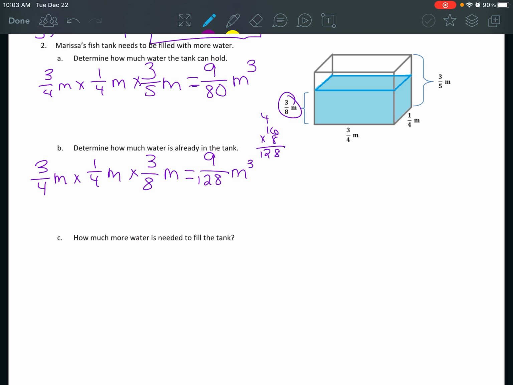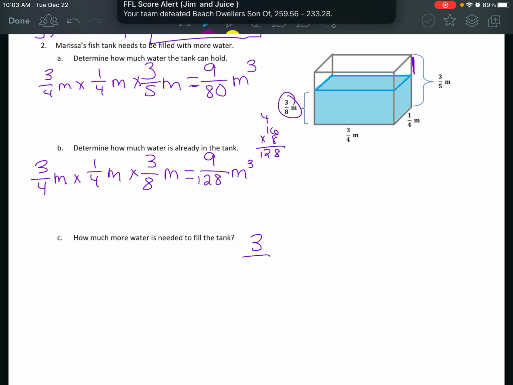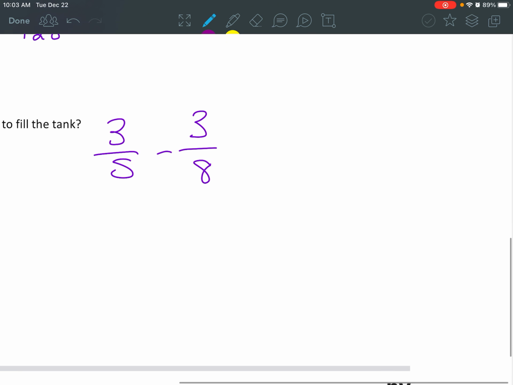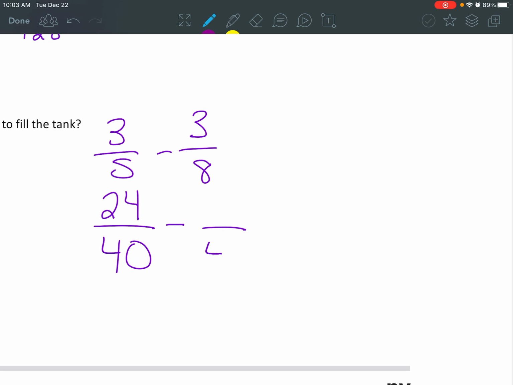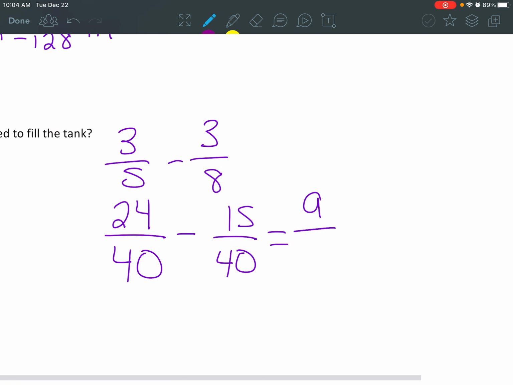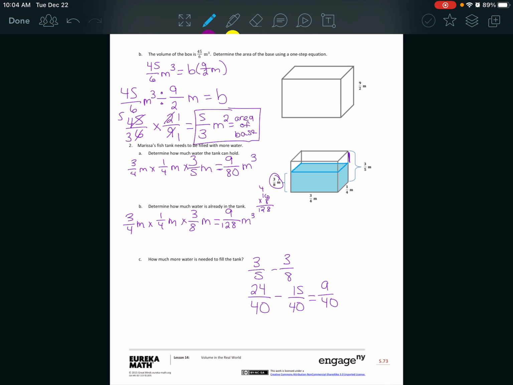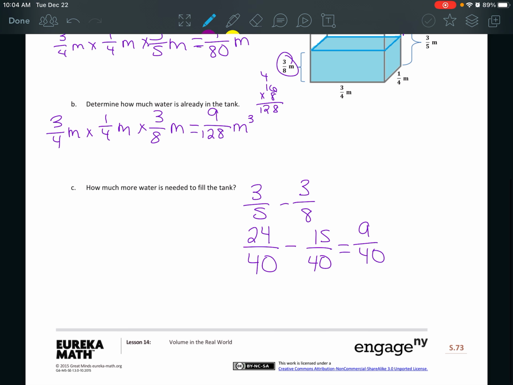How much more water is needed to fill the tank? So we need to figure out what this measurement is here. So that would be 3/5 minus 3/8. We need a common denominator here. So the easiest one to get to would be 40. So 5 times 8 is 40. 8 times 3 is 24 minus, we would do 40. So 8 times 5 to get to 40. 3 times 5 is 15. 24 minus 15 is 9. 9/40 is what our new height would be.